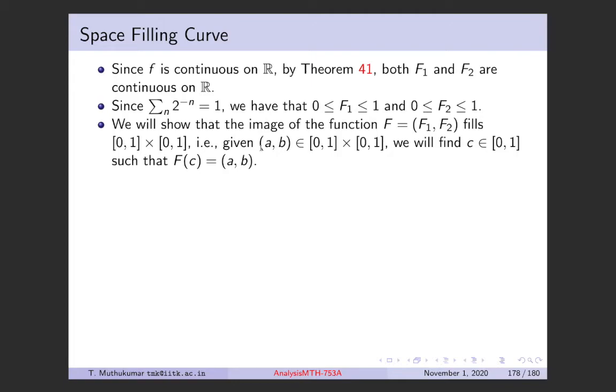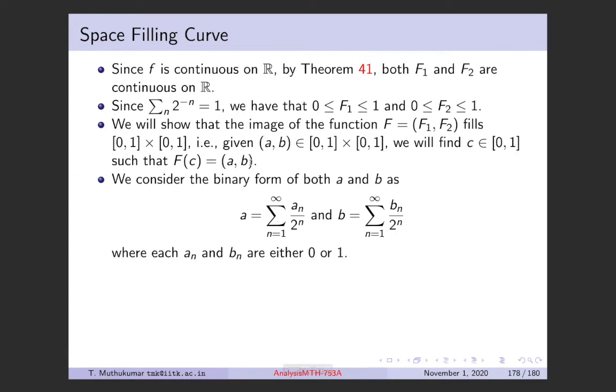So for proving surjection, what we need to show is that if we take any point in the square, we should be able to find an element C in 0 1 such that F of C is (a, b). That means we need to show that if I take any C, then F of C by definition is f1 of C and f2 of C. So we need to show that f1 of C is a and f2 of C is b. Okay, that's what we need to show. So given a, b, we need to find the C.